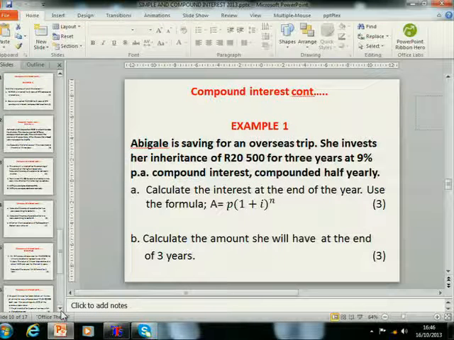Abigail is saving for an overseas trip. She invests an inheritance of 20,500 for 3 years at 9% per annum, compound interest, compounded half yearly. Calculate the interest at the end of the year. Use the formula A equals P bracket 1 plus i to the power of n.